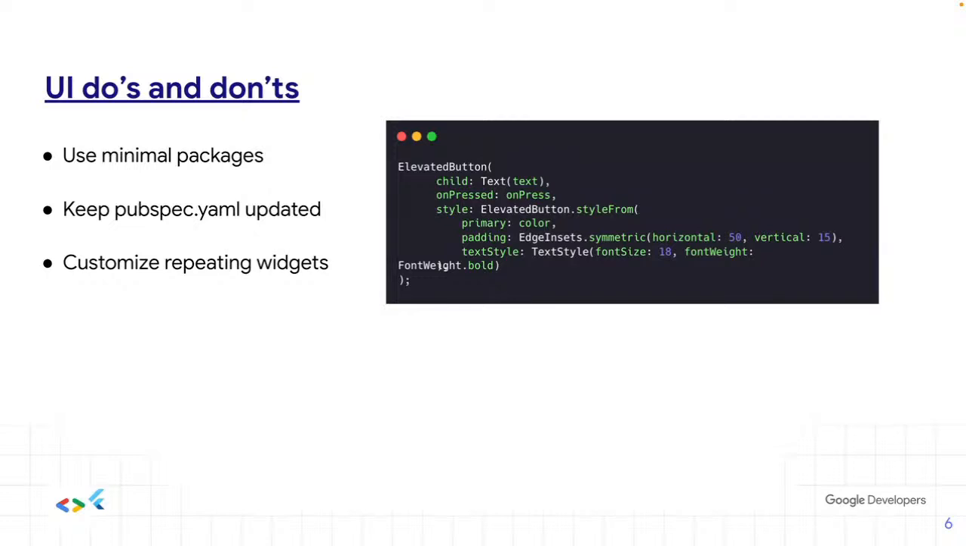The second one would be to keep your pubspec.yaml updated. So pubspec.yaml is a file where we add all of the packages with the versions. So always ensure that your pubspec.yaml is updated. Again, if your packages are not up to date, but the Flutter version that you're using is up to date, then your app can break.